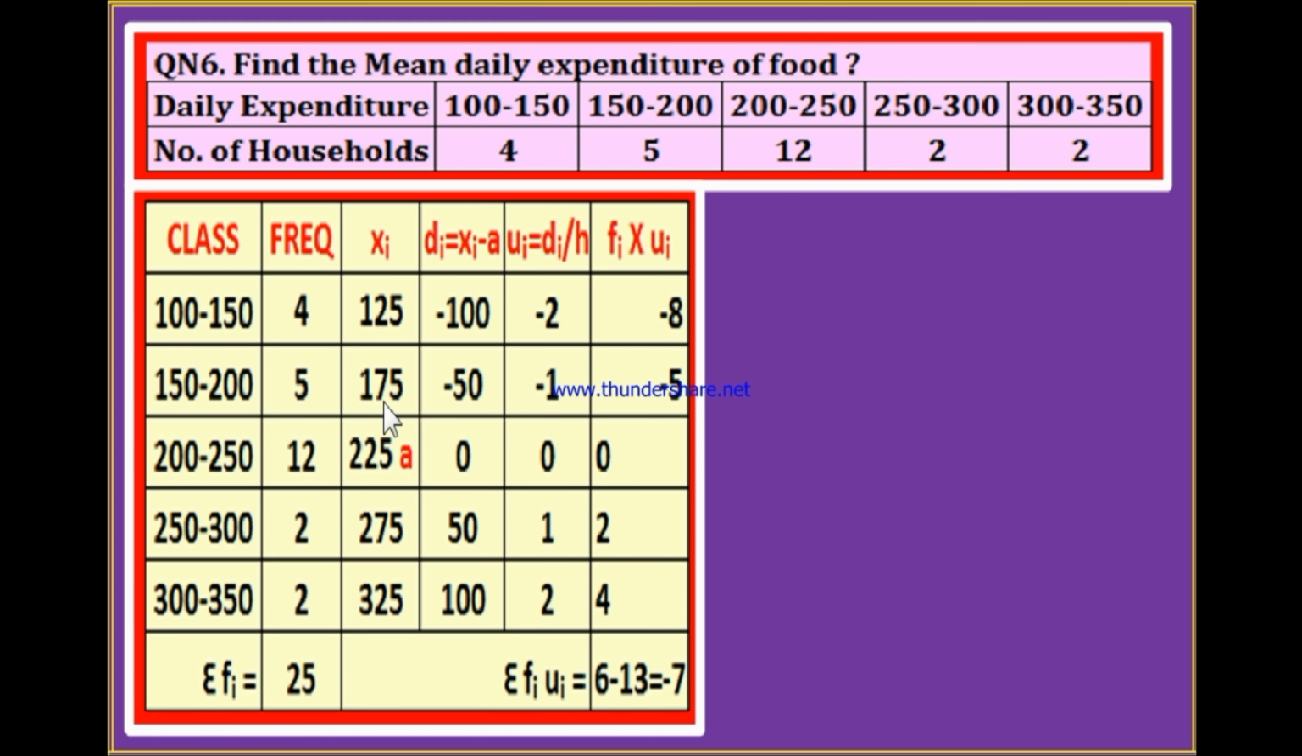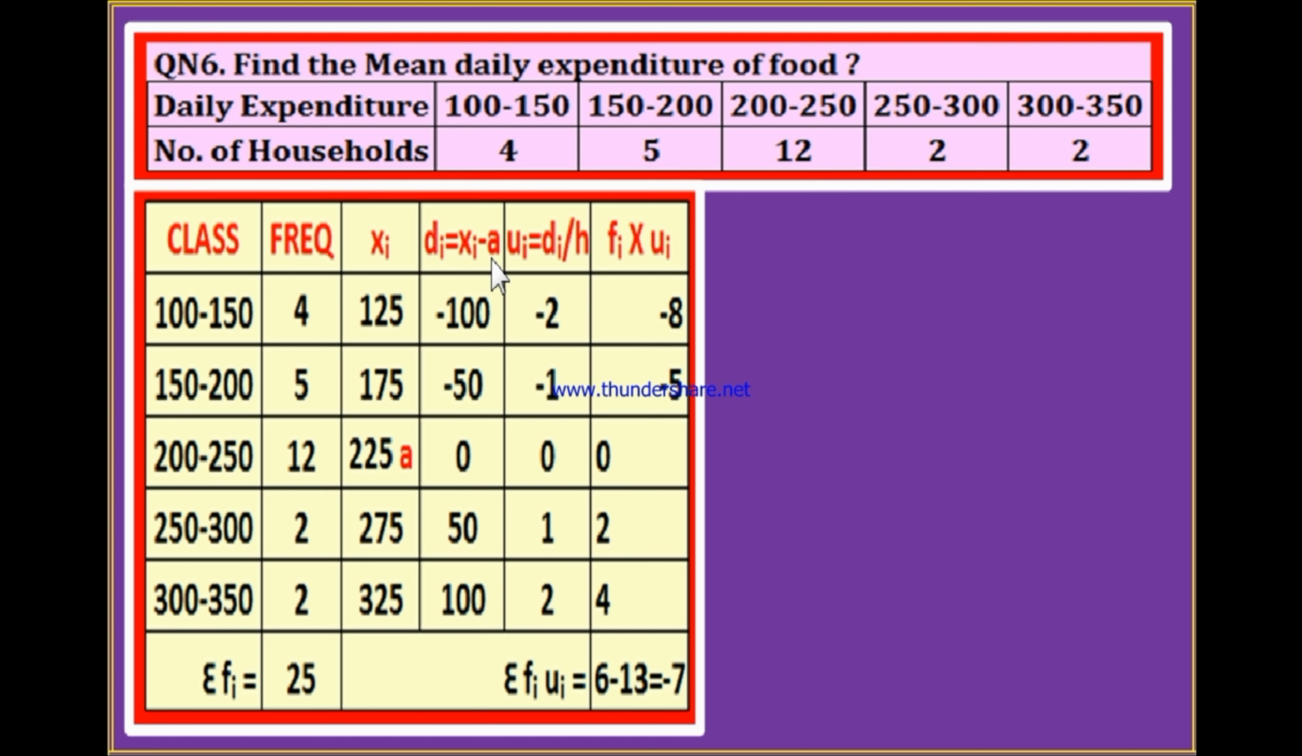125 plus 50 is 175. 175 plus 50 is 225. 225 plus 50 is 275. 275 plus 50 is 325. These are the mid values. After writing the mid values, the next column is for deviation, di.